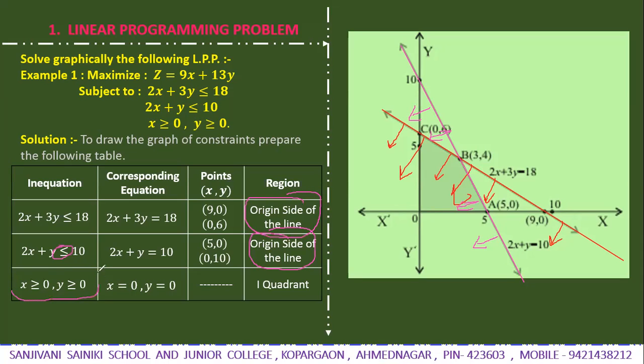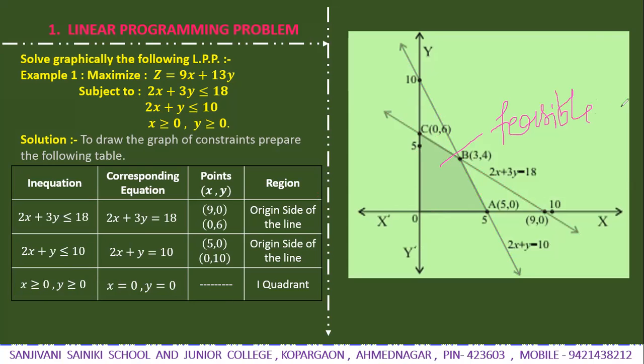And the non-negative restrictions tell us that the region lies in the first quadrant, which means above the x-axis and to the right of the y-axis. So we conclude that the common region is this. Once you plot it, this shaded part is nothing but the common region. It is also called the feasible region.